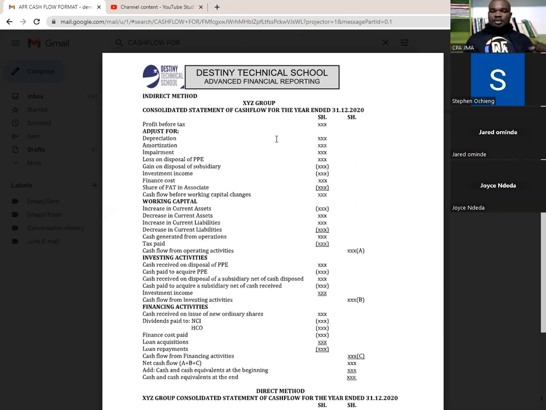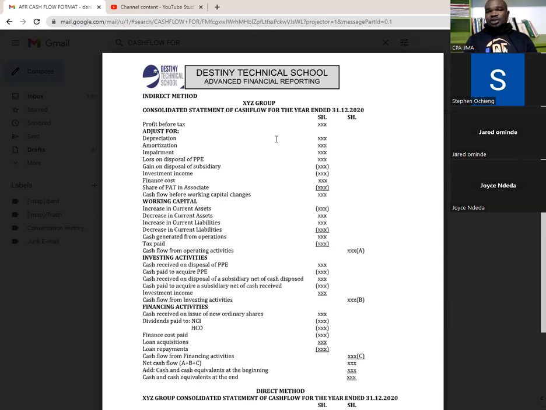Then once you bring depreciation, I always say that depreciation has two close sisters. The sisters of depreciation are amortization and impairment. So quickly you add back amortization and also you add impairment. So any student who captures depreciation should always think about those two, amortization and impairment.